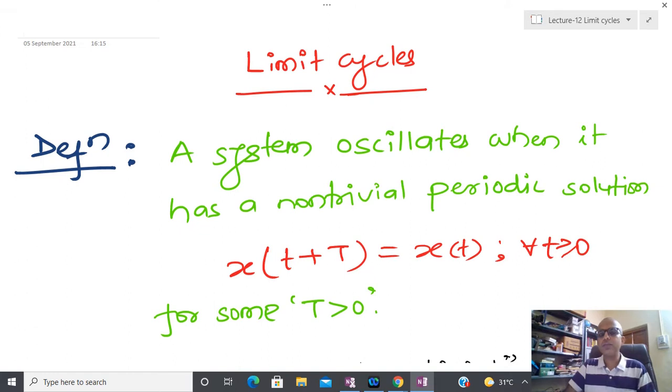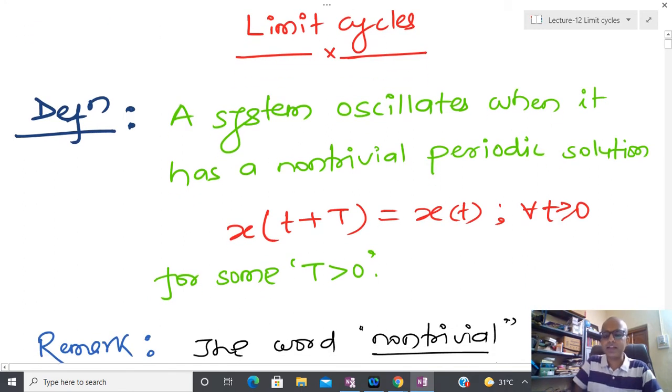One of the very important phenomena that occur inside dynamical system theory is called oscillation. So let us try to see how to define oscillation. This is the first definition: a system oscillates when it has a non-trivial periodic solution.